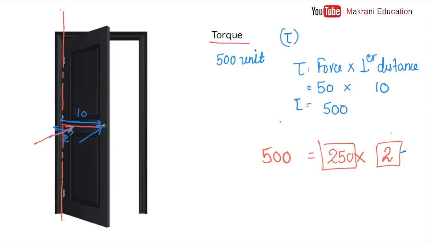And its dimensional formula we can give from its formula itself. Force, we already know, is M1 L1 T to the power minus 2, and perpendicular distance is L1, so its dimensional formula will be M1 L2 T to the power minus 2.